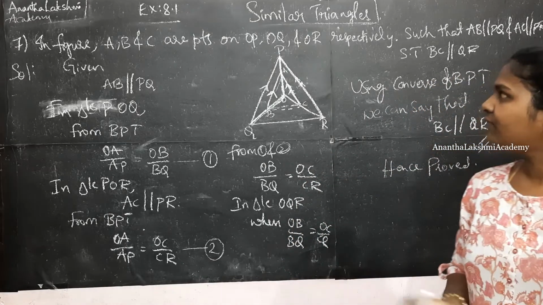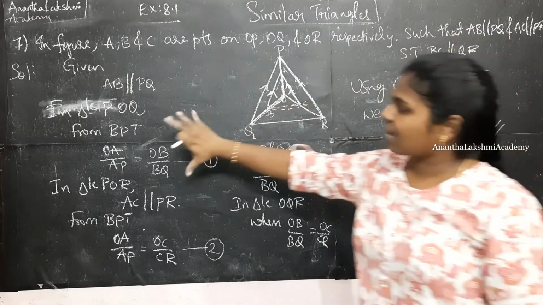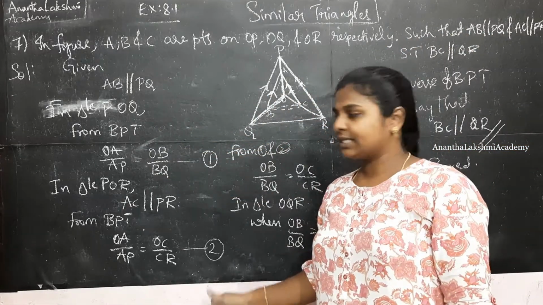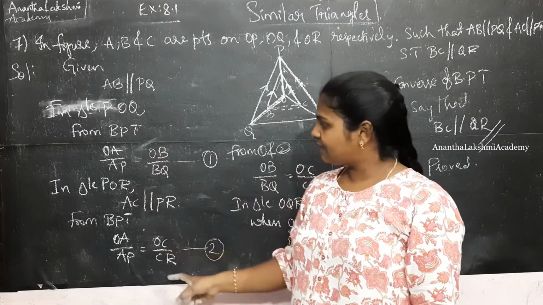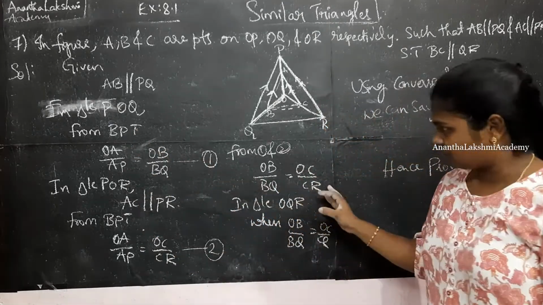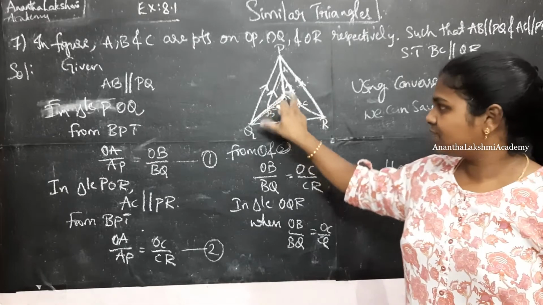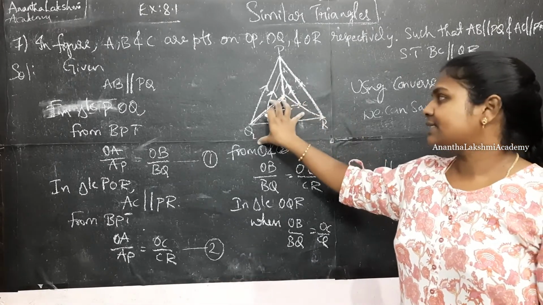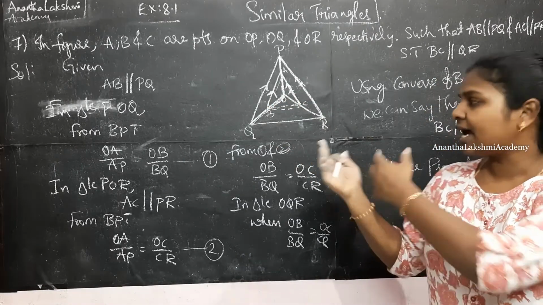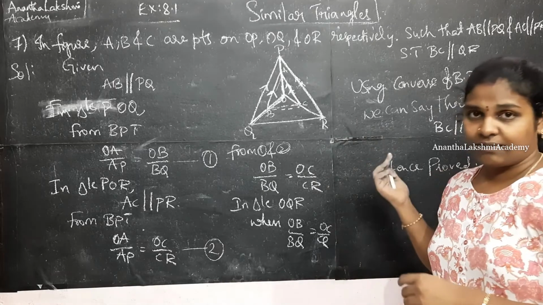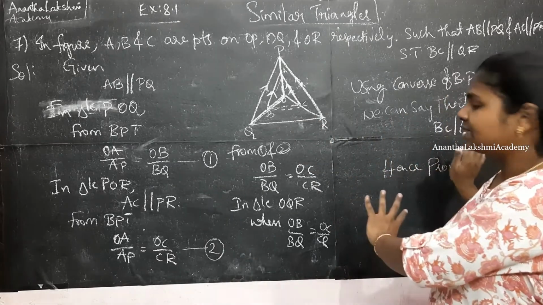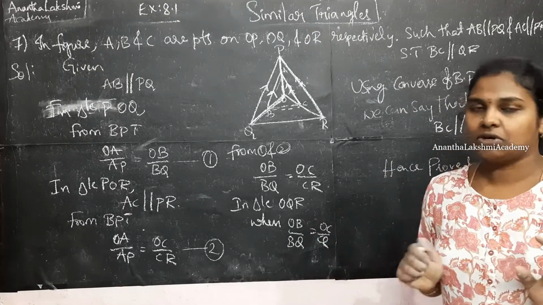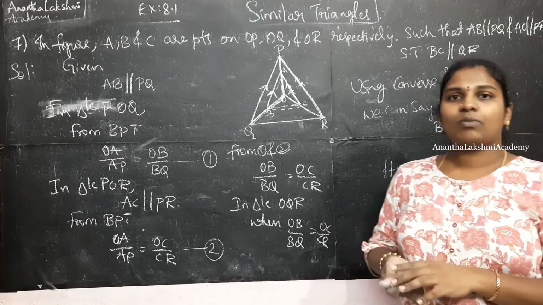Okay, so what have we done? Since the parallel conditions are given, we have applied the basic proportionality theorem, and from 1 and 2, since the LHS are equal, we equated the RHS. Then we got the ratios. We figured out the triangle wherein these two ratios are equal, and since the ratios are equal, we said that the line drawn opposite to the third side is nothing but a line parallel to the third side, and hence BC is parallel to QR. Alright, that is about problem number 7.